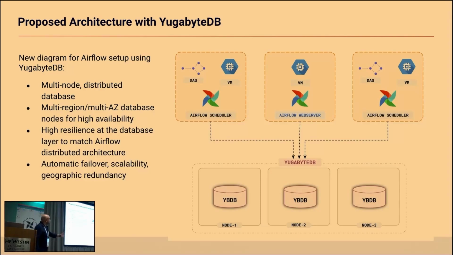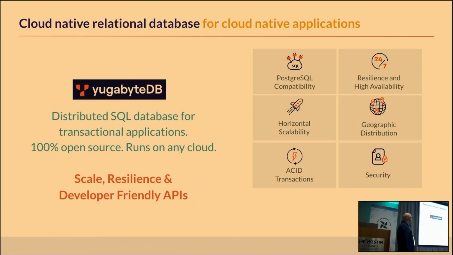So this is what I propose here, a new architecture. When you lay out your Airflow in your environment, you have multiple processes running across different nodes or different zones or different regions, and then replace the database. Which can provide you resilience, not just at the node level, but even at a zone level or a region level, depending on the way you lay it out. Additionally, it comes with automatic failover, scalability, and geographic redundancy. And I'm going to showcase how easy it is and what goes on internally to achieve these things.